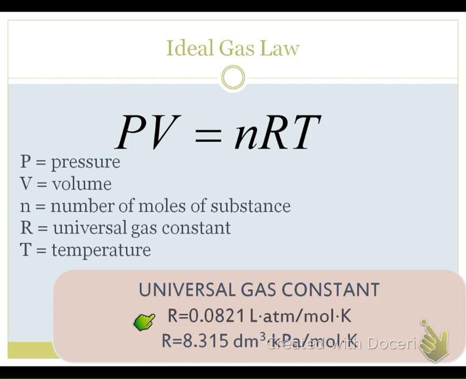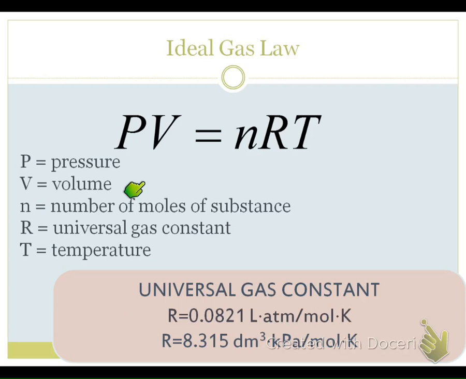The first R is 0.0821 liter-atmospheres over mole-Kelvin. The second uses decimeters cubed, kilopascals, moles, and Kelvin. Which of these, the top or the bottom, would we most likely use, do you think? The top, because those are the units that we like to use: liters, atmospheres, moles, and Kelvin. That's why I've been working so hard to get you guys to convert everything to liters, Kelvin, and atmospheres, so we can use this gas constant.